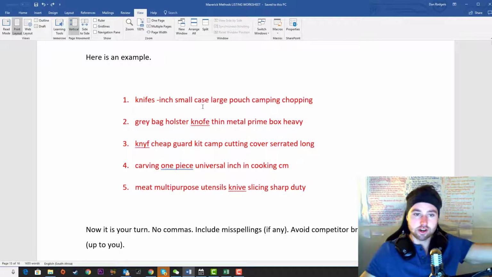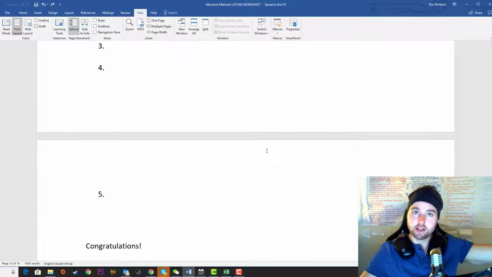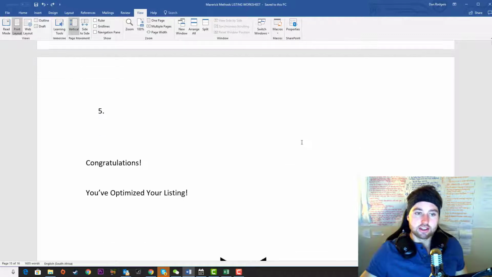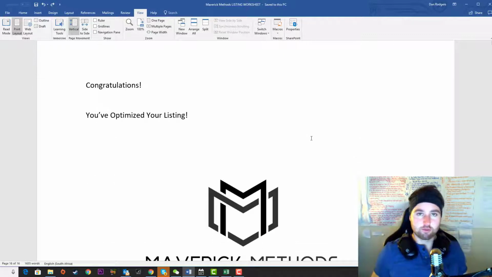And here's just our example. You can see nice misspells included here and a space for you to actually input this on the worksheet. And congratulations, you have now optimized your listing.